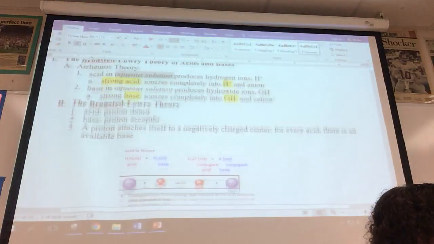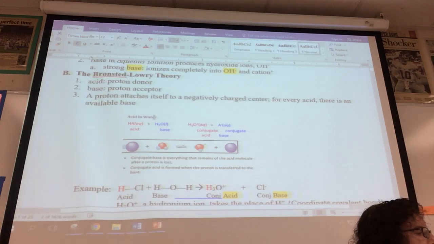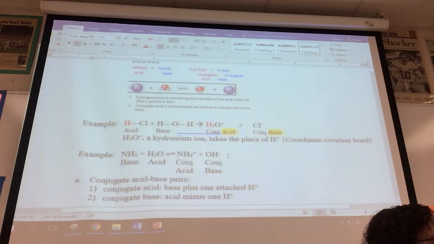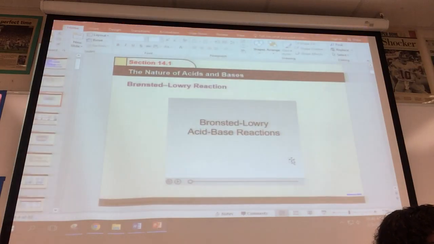All right, so when you react an acid with a base, you get their conjugates, as we mentioned. Here's hydrochloric acid and water acting as a base, generating the conjugates. And we can take a look at this.